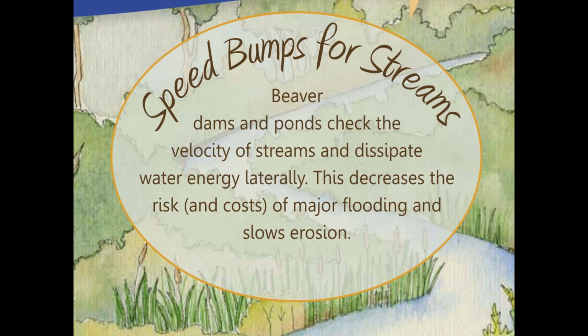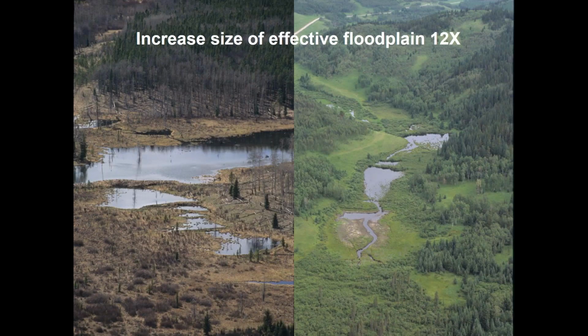So you can picture dams and ponds as speed bumps for streams, discouraging that stream from speeding along. Who wouldn't want to decrease the risk and cost of major floods and slow the rate of erosion on the land? Beaver ponds increase the size of the effective floodplain by up to 12 times. This makes the floodplain wider and able to detain, restrain, and slow down that speeding water.